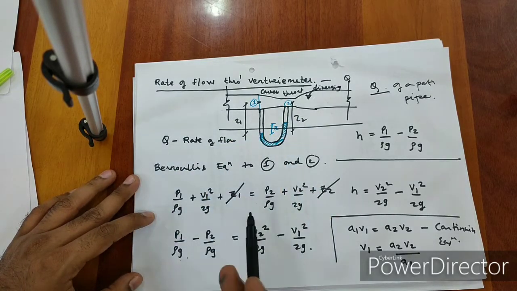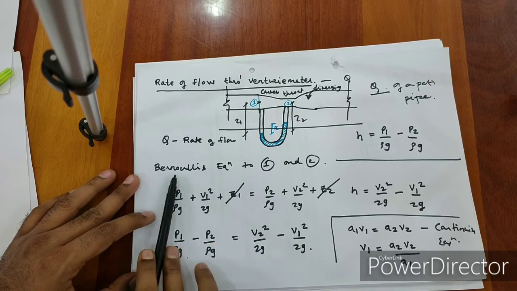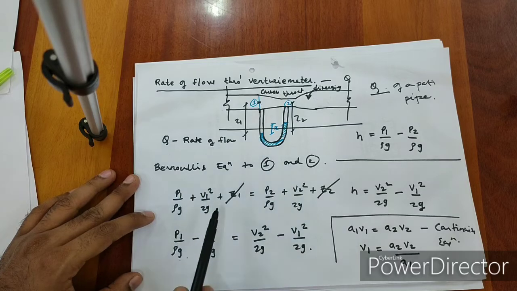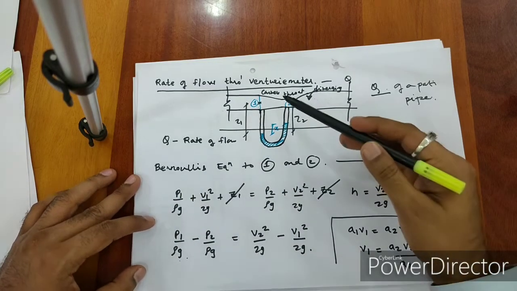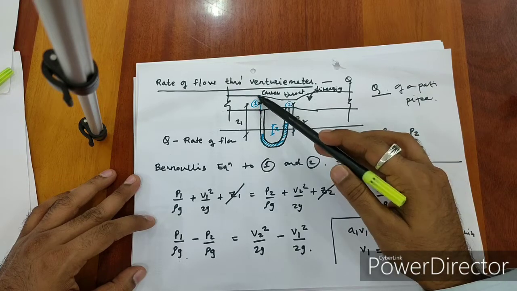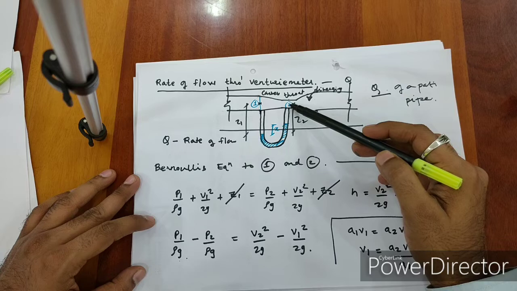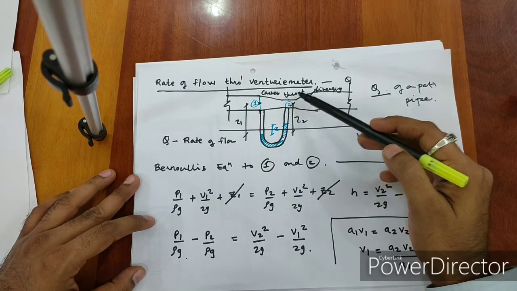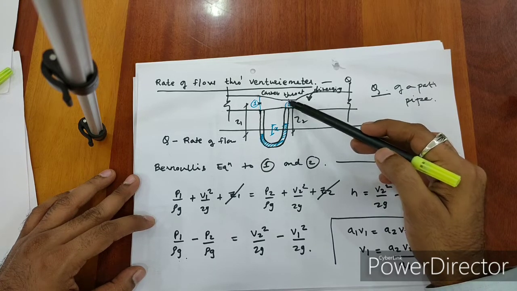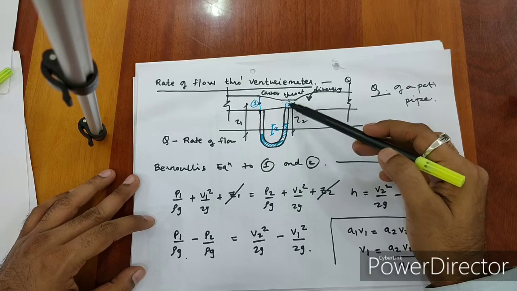So how is the formula derived? The formula is derived by applying Bernoulli's equation. Bernoulli's equation is applied to the Venturimeter. In the diagram you see we have indicated two points, 1 and 2. Point 1 is the inlet of the Venturimeter, and point 2 is the throat. The throat is here, where the diameter is reduced. This part is called the throat of the Venturimeter.